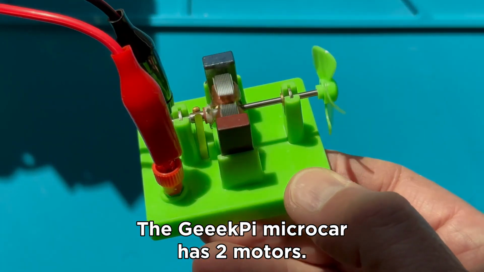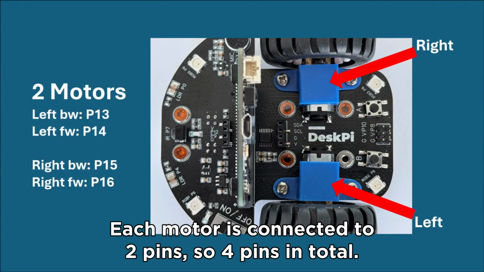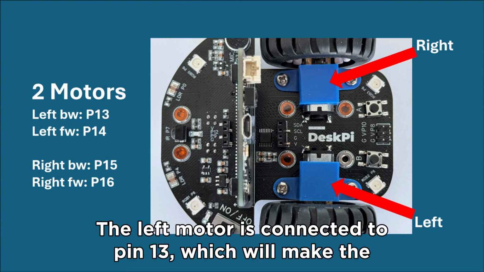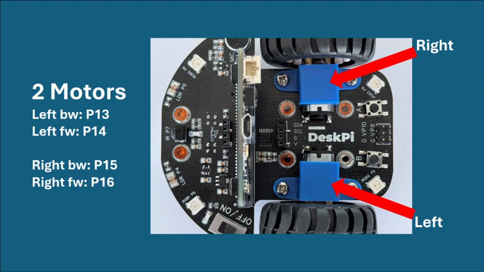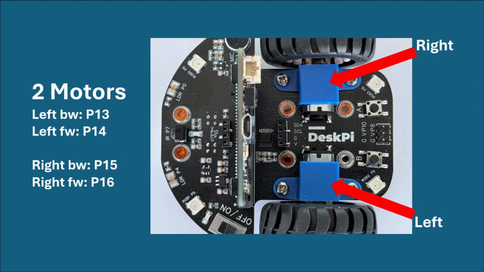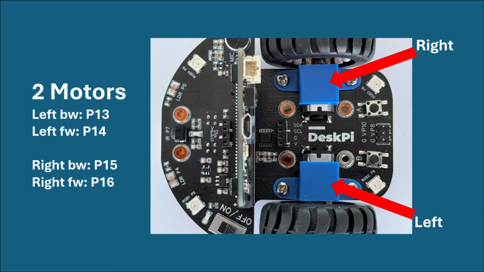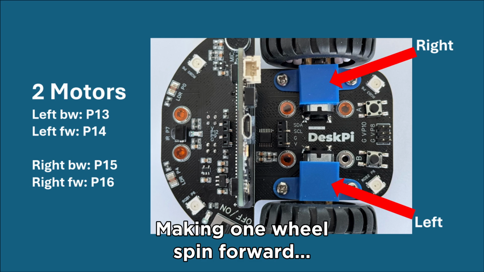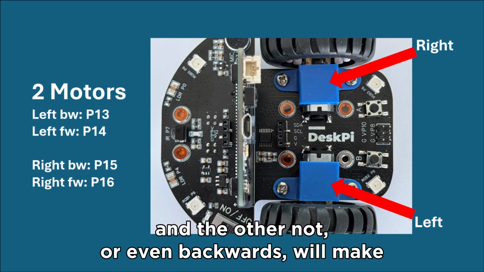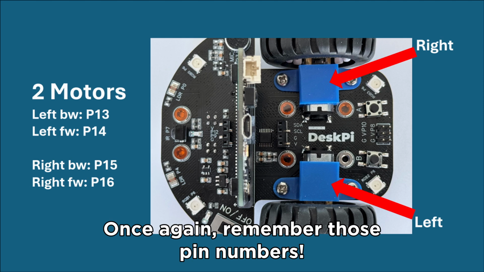The Geek Pi microcar has two motors. Each motor is connected to 2 pins, so 4 pins in total. The left motor is connected to pin 13, which will make the motor run backward. Activating pin 14 will make it turn forward. The same for the right motor, which is connected to pins 15 and 16. Making one wheel spin forward and the other wheel not, or even backwards, will allow the microcar to turn left or right. Once again, remember those pin numbers.